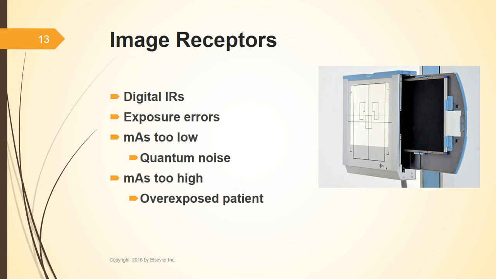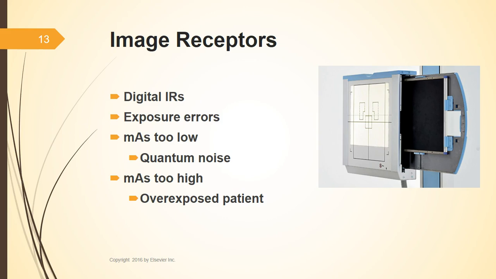However, exposure errors can adversely affect the quality of a digital image. If your mA is too low, which means you've got too little mA or mass, then image brightness is adjusted during computer processing to achieve the desired level. But even though the brightness has been adjusted, there may be increased quantum noise. We'll get to that a little bit later too. If your mass is too high, again, the brightness can be adjusted.